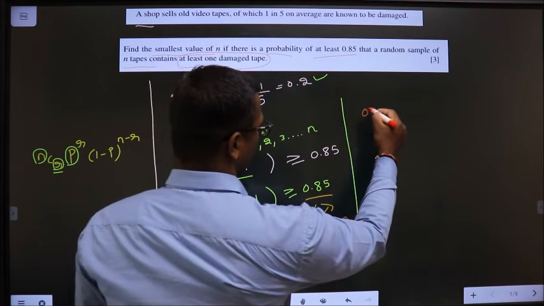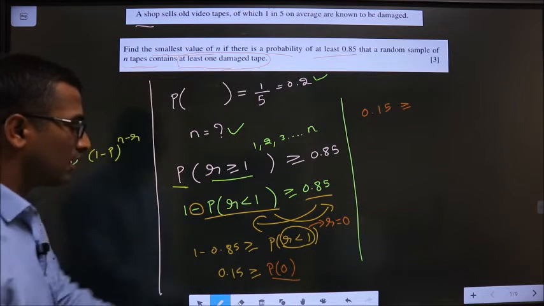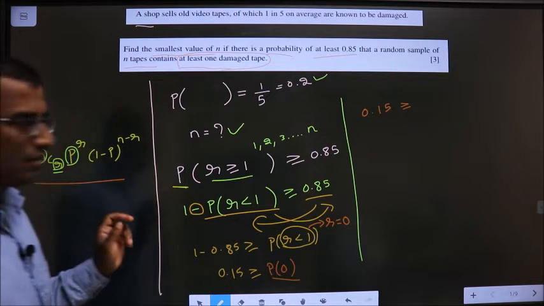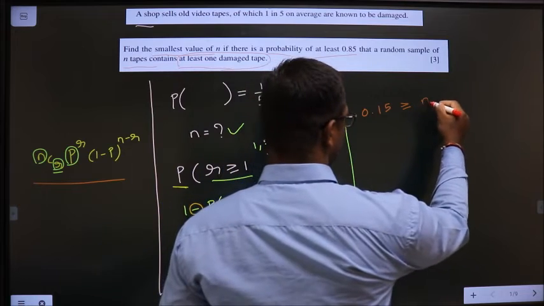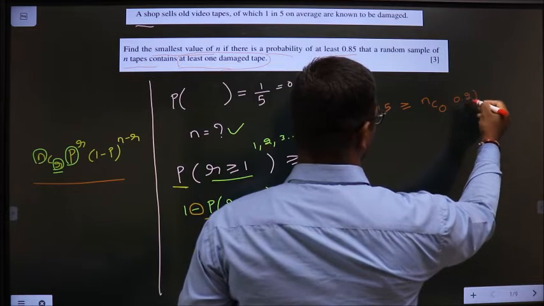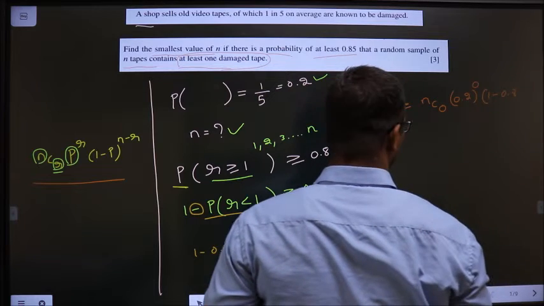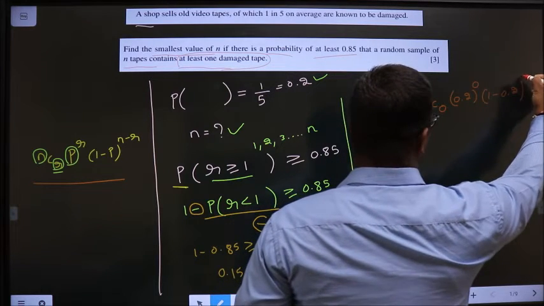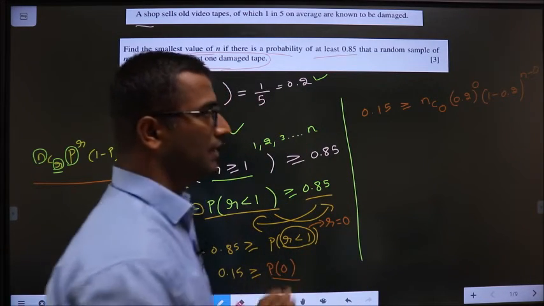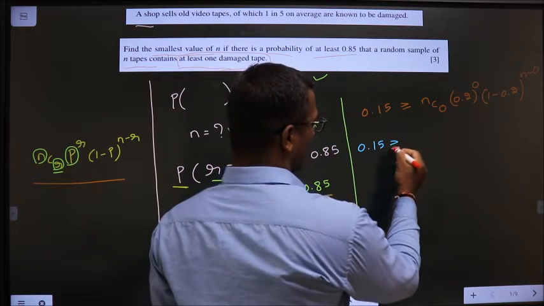Now 0.15 greater than or equal to. Now r equal to 0, replace it in this. Okay. n we don't know, we get nC0 and p is 0.2, power r is 0, into 1 minus 0.2 power n minus 0. Clear so far? Next. So 0.15 greater than or equal to.